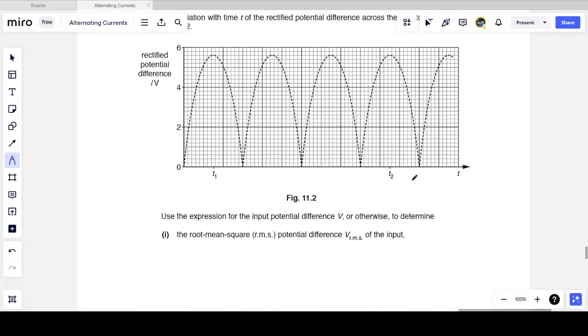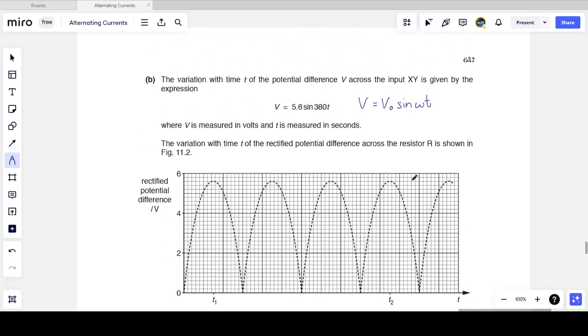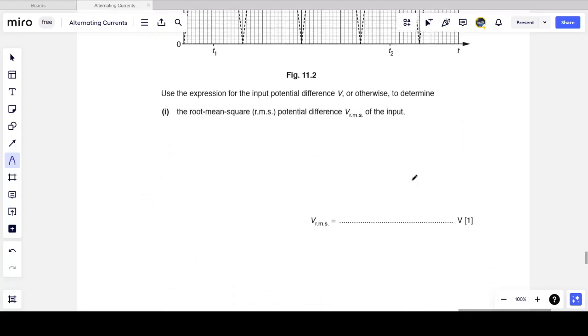And we are told to use the expression for the input potential difference, V, or otherwise, to determine the root mean square potential difference of the input. Again, 1 mark. Why? Because V naught is already given. So the RMS voltage is the peak voltage divided by root 2. The peak voltage, as we can read from the expression, is 5.6. 5.6 over the square root of 2 is 3.96 volts. Or to 2 significant figures, 4 volts. And so quite straightforward, and hence it was just worth 1 mark.